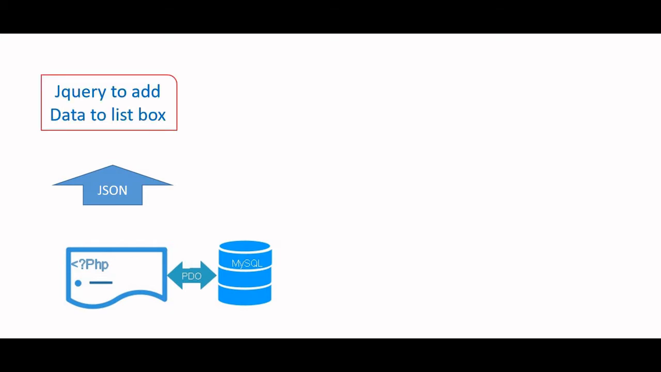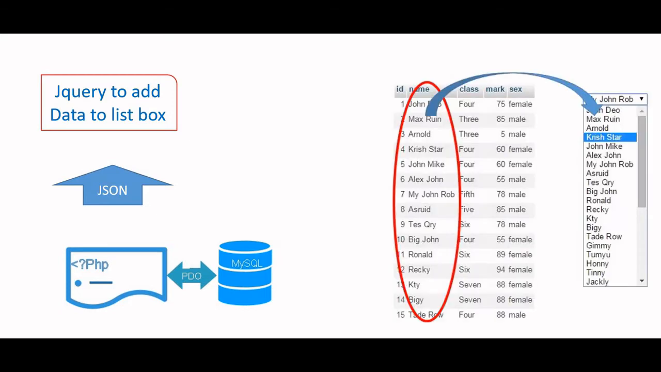By using PHP, we will connect to the MySQL database and collect the student table, and the same PHP code will generate the JSON string. This is a data exchange format, and from jQuery we will read the JSON string and add the options to our list box. This is what we will finally try to get.